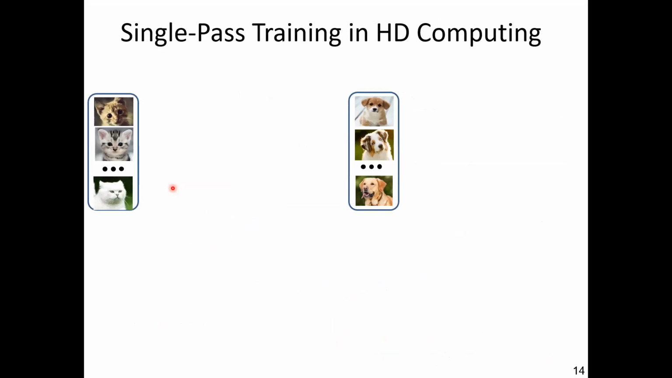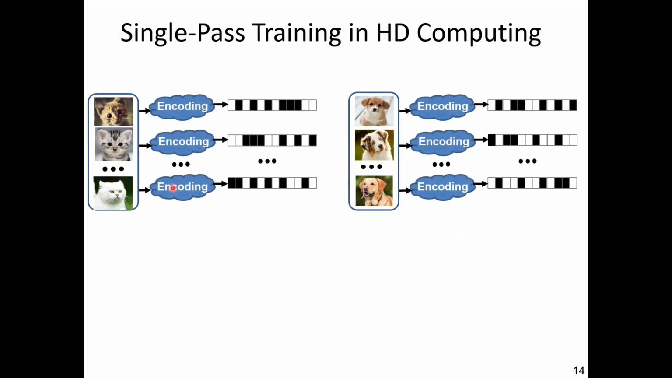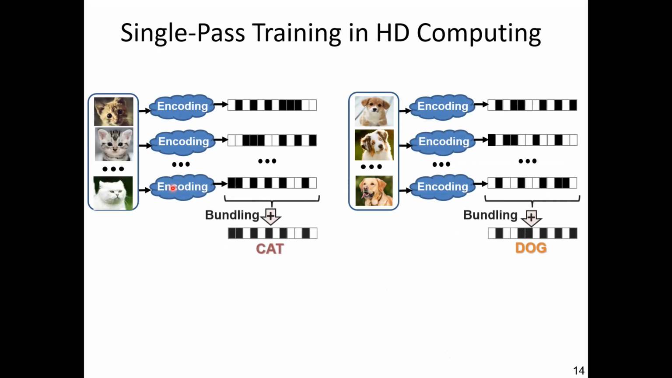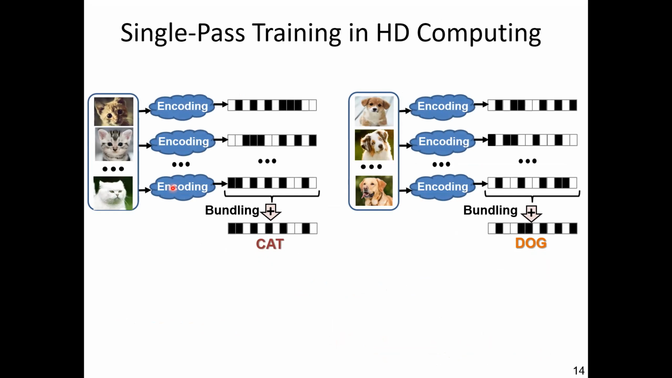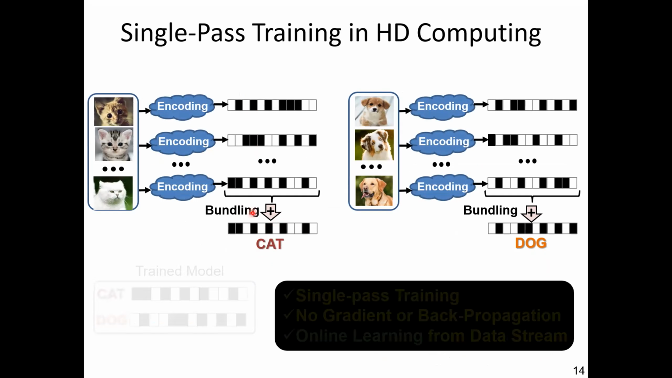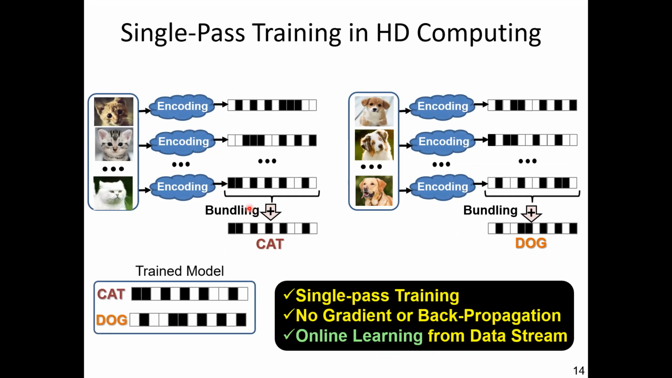For a more complex example, if you have cat and dog, you can perform an encoding method which maps every cat or dog into high dimensional space. And now your learning task can be as simple as a bundling operation, because as we know, bundling remembers the information of all these patterns in a single vector. So in fact, we can perform a learning task in one pass. If a new input comes, I just encode it and bundle it with the existing model. With no gradient operation or backpropagation, this enables us to do online learning.